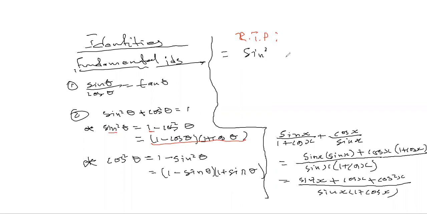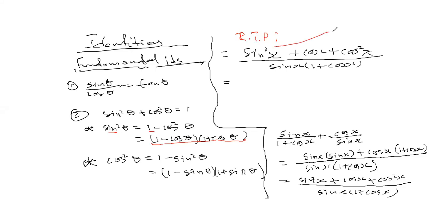Okay, so I have sine squared x plus cos x plus cos squared x, and this is all over sine x into 1 plus cos x. So the interesting thing is that now, what did I tell you about the square identity? It's going to appear in different forms. Check. Here is the square identity. I have sine squared x plus cos squared x. And this is what? It's 1.